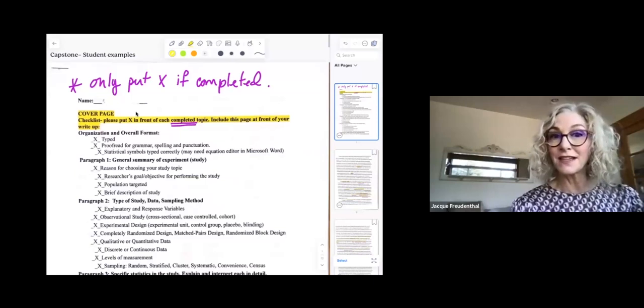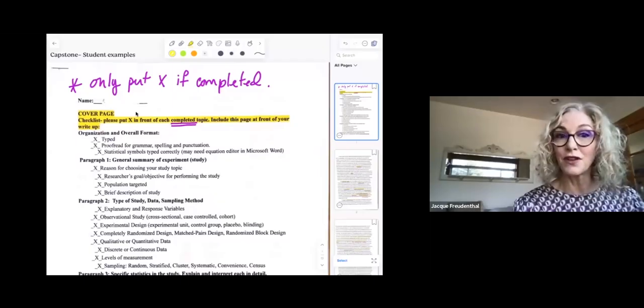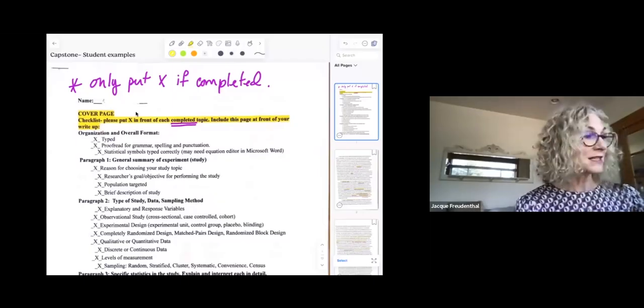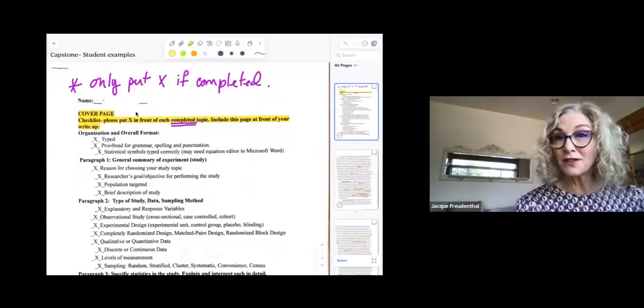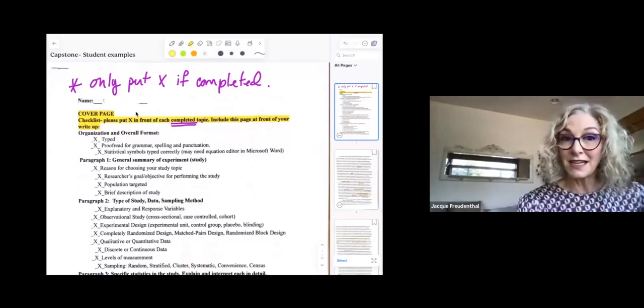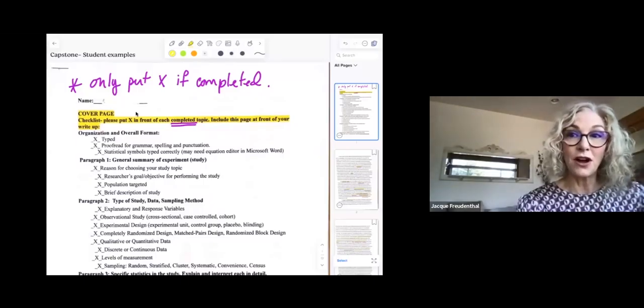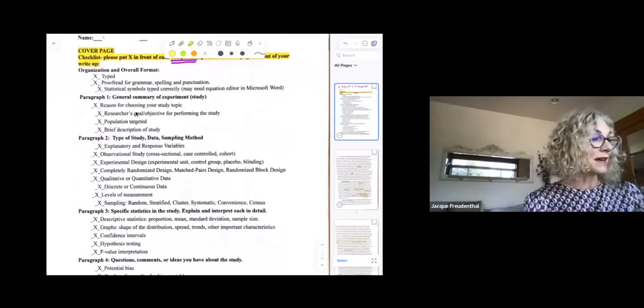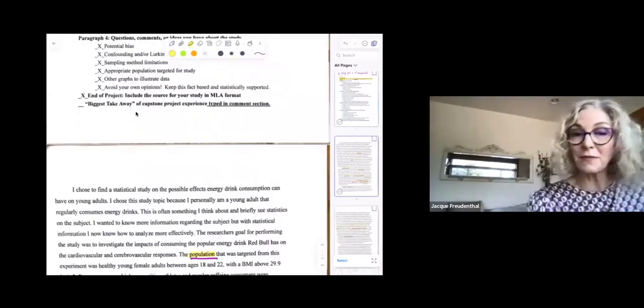Put an X in front of each completed topic. That means what you have done. It just gives you a way to organize it and make sure you've looked for all of these topics. This is also a really good place to go when you're looking for a study, because you want to hit almost all of these topics, maybe not every single one, but really most of them. Okay, so that would be your cover page.